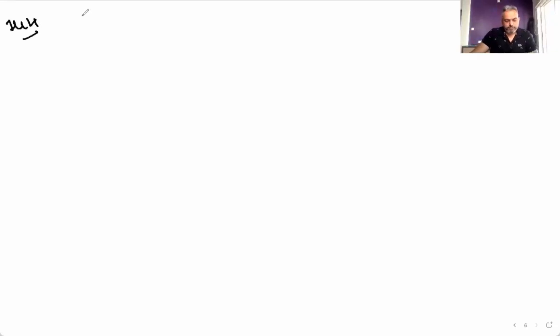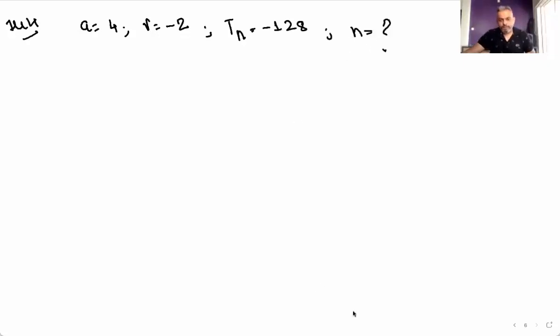Now, illustration 4. The first term and common ratio of GP are 4 and -2. So first term A is equal to 4 and common ratio R is equal to -2. If its nth term is minus 128, so Tn is minus 128, we have to find value of n. Please try.